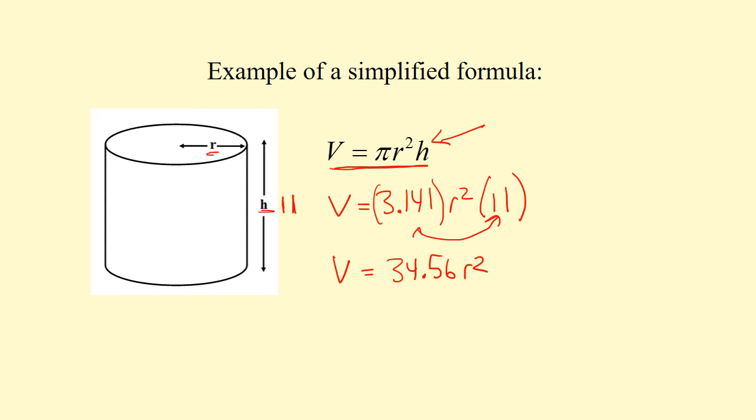So every time I calculate, say, what is the volume of a cylinder with a radius of 8 and a height of 11, all I need to do is plug the 8 into the r variable in our formula, because I've already combined the pi and the 11, which aren't changing. So this is an example of a simplified formula. It saves you some work.